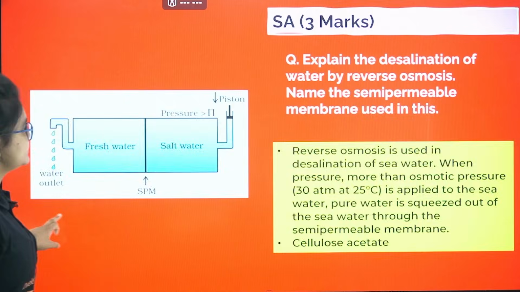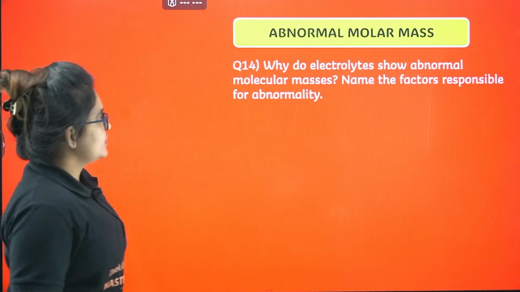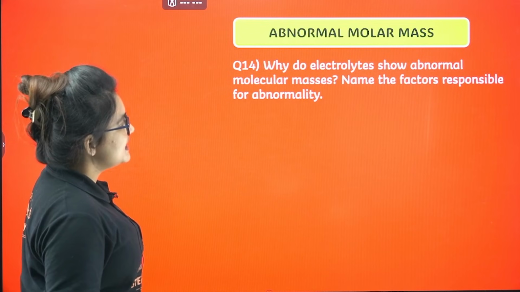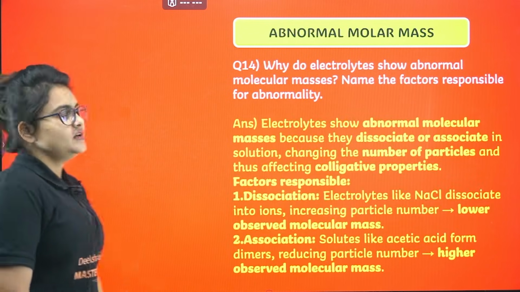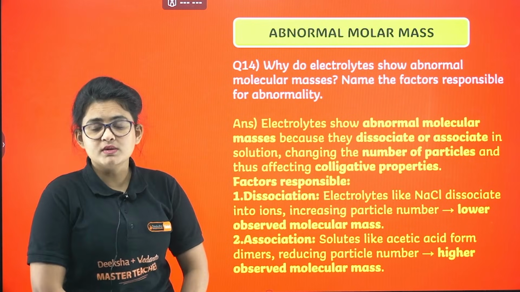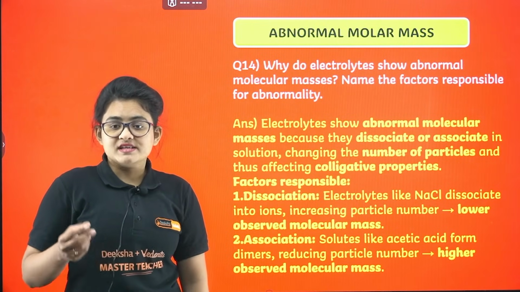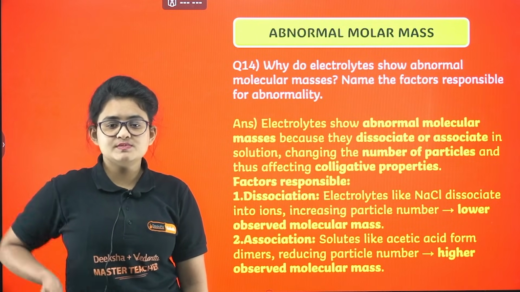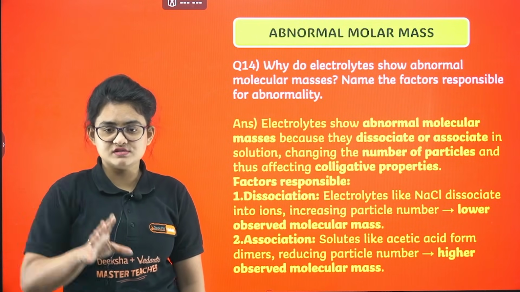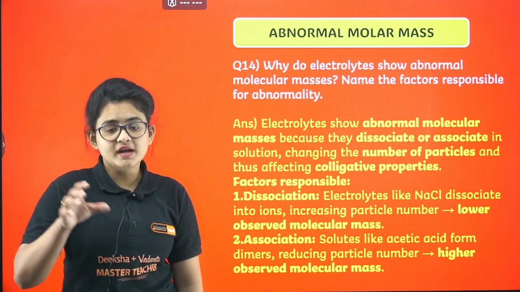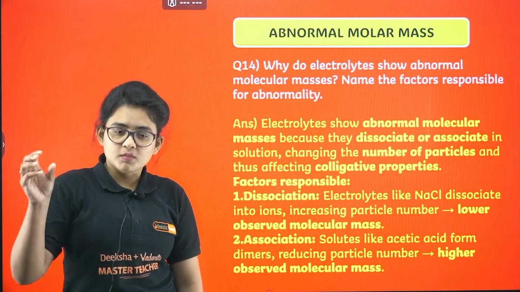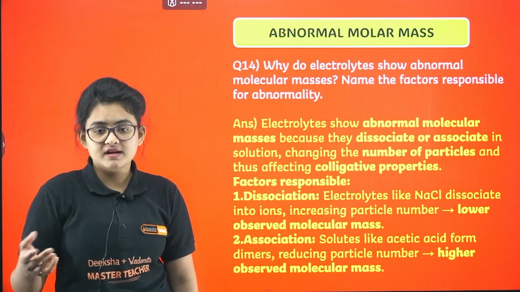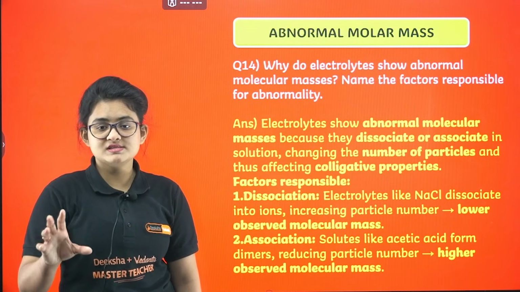Let's proceed. Abnormal molecular mass. Why do electrolytes show abnormal molecular masses? Name the factors responsible for the abnormality. So basically they show abnormal molecular masses because of two things: association or dissociation. Let me first discuss association. Sometimes, because of intermolecular hydrogen bonding, two molecules get attached. Let's say the dimerization of benzoic acid, because of hydrogen bonding only. So this is association.